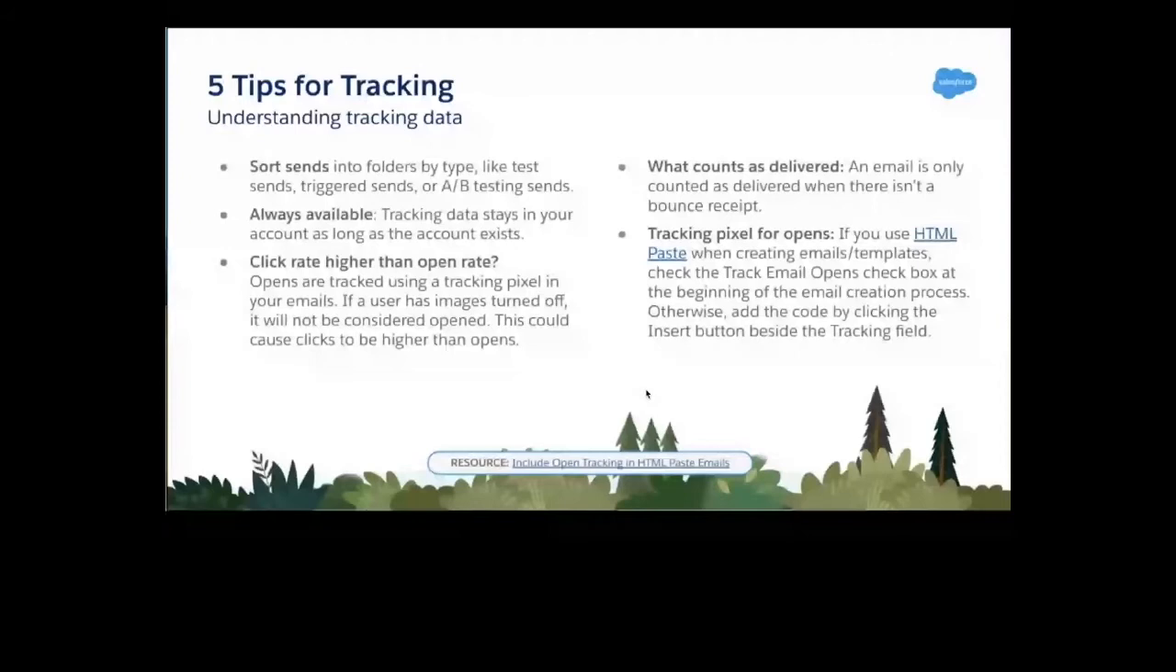And as I said, tracking pixels in your emails, right? If you're using HTML-based email templates, make sure you check the track email opens checkbox at the beginning of the email creation process. I'll show you that. Otherwise, you have to add the code by clicking the insert button beside the tracking field as well. These are tips I would definitely recommend everybody follow, so that you will get plenty of good data to understand your tracking data. Otherwise, things will come up and you'll have nudging questions, right?